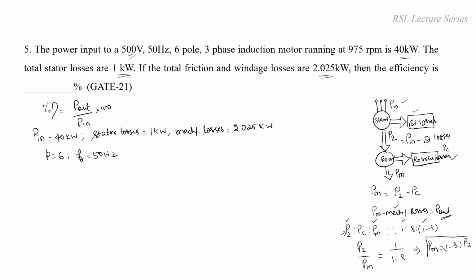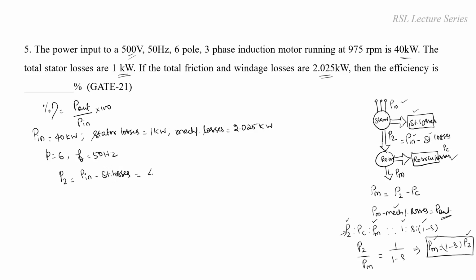So from this expression we can find out PM. First we have to find out P2. P2 is nothing but the input power minus the stator losses. Once we have found P2, by using this expression we can find out PM. Once we have this PM, we can easily find out the power output. So first we'll find out P2. P2 is equal to Pin minus stator losses.